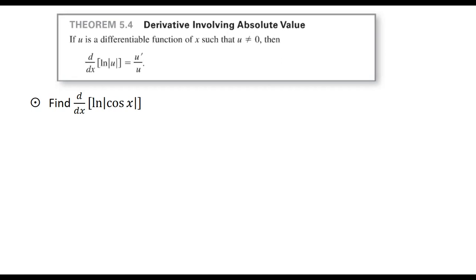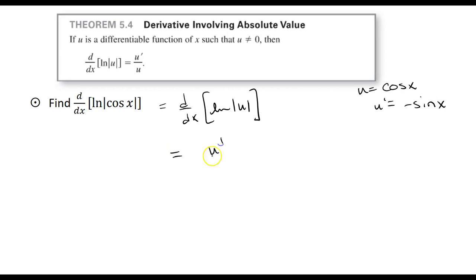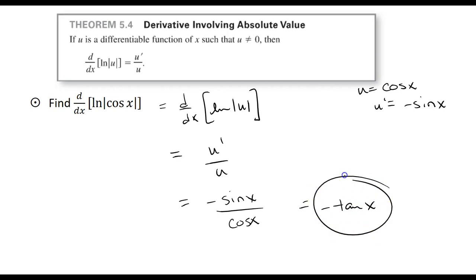So in this case, this would be written as the derivative with respect to x of the natural log of the absolute value of u, where u is equal to cosine of x, and we know that the derivative of cosine is negative sine of x. So this is going to be u prime over u, which is negative sine of x over cosine of x, and it happens to be that sine over cosine is tangent. So this is negative tangent of x.